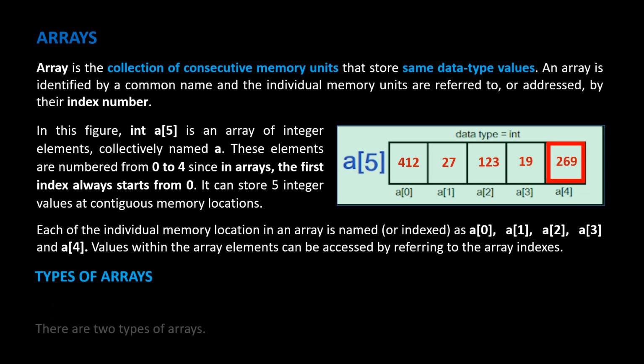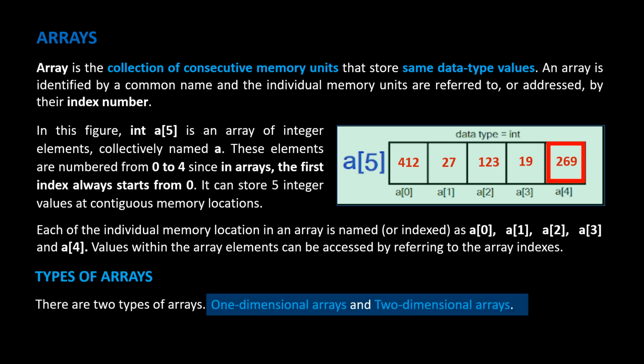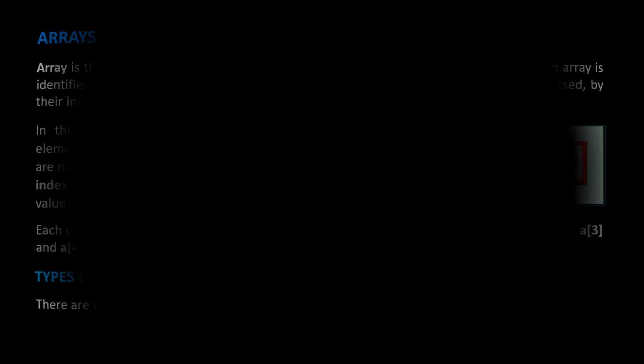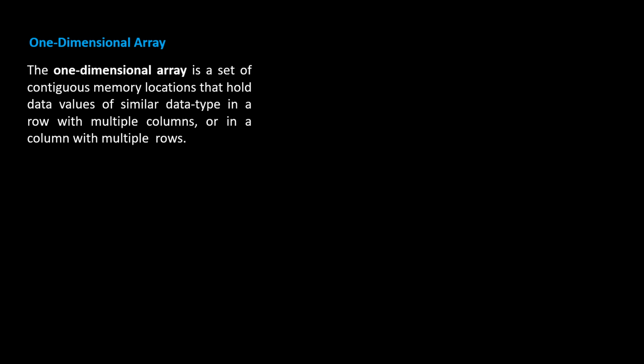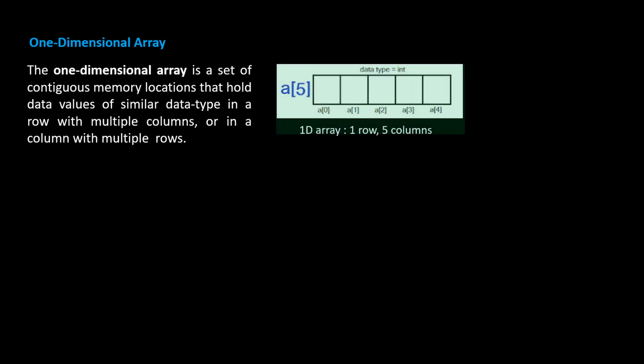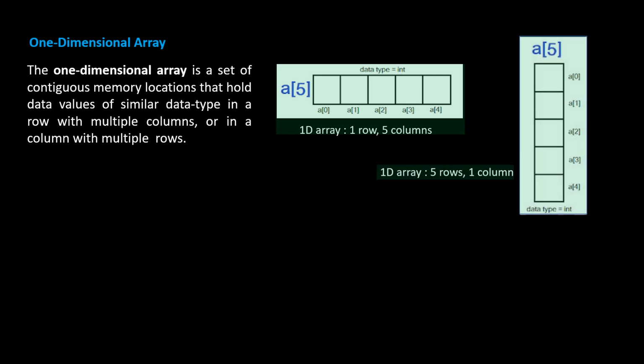Types of arrays. There are two types of arrays: one-dimensional arrays and two-dimensional arrays. One-dimensional array. The one-dimensional array is a set of contiguous memory locations that hold data values of a similar data type in a row with multiple columns, or in a column with multiple rows. This is a one-dimensional array with 1 row and 5 columns. Here is a one-dimensional array with 5 rows and 1 column.